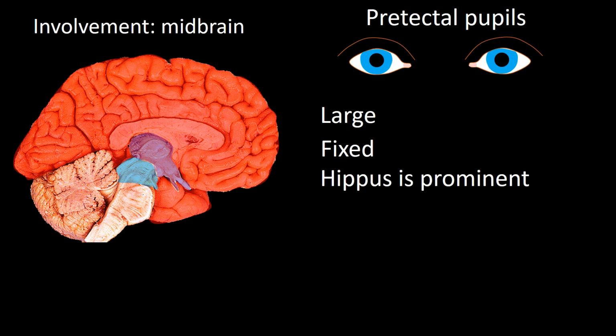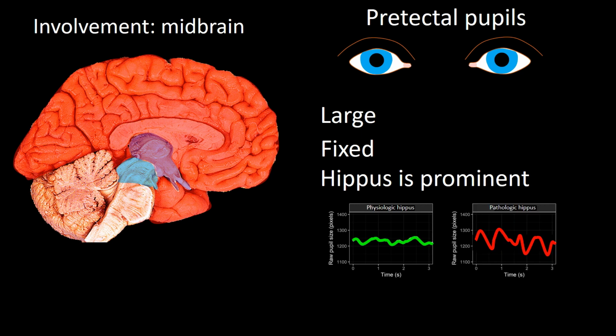And in addition, they show prominent hippus. Hippus refers to the continuous variation in pupillary size. This phenomenon is found physiologically, as presented in this graph, but it is exaggerated in patients with midbrain injury, as represented in this new graph in red.